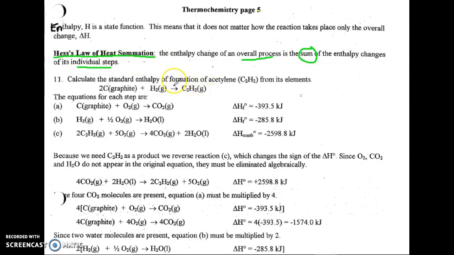So you're going to see different ways of presenting this. Calculate the standard enthalpy of formation of acetylene, C2H2, from its elements. So graphite plus hydrogen yields acetylene is the equation we're looking for. Sometimes you get the equation, sometimes you just get this delta H formation. Remember, that is the formation of the compound from its elements in their standard state.